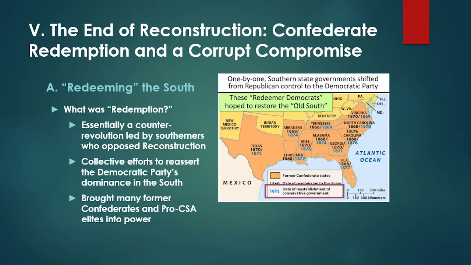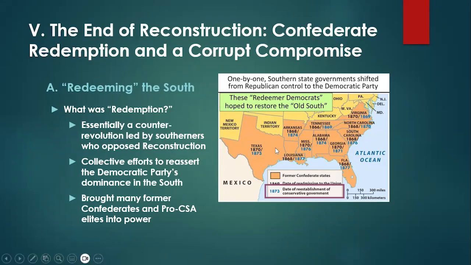Well, redemption is a counter to all of that. All right. Redemption we can see as collective efforts by Southern Democrats, all right, mainly former Confederates and their supporters, reclaiming control of the South. And what we saw throughout this process of redemption was the Democratic Party beginning to reclaim control and having a very strong hold over the South. And when these former Confederates and their supporters came into power, they began undoing a lot of the changes that had been occurring throughout Reconstruction.